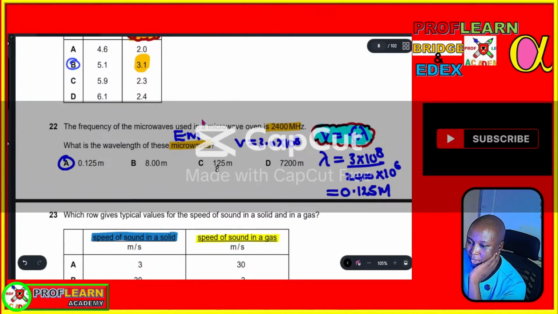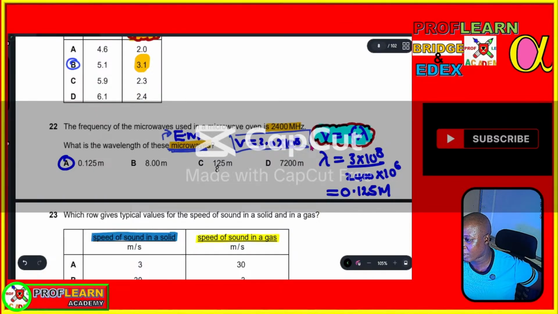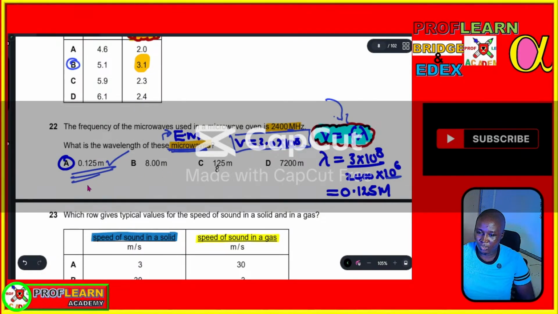The frequency of a microwave used is 2,400 megahertz. What is the wavelength? The only thing that you were supposed to remember here is that a microwave is an electromagnetic wave, and it travels at the speed of light, which is 3.0 times 10 raised to power 8. Then you shall use the wave equation. So our wavelength will be speed over the frequency, but this frequency is in megahertz, so we shall multiply that by 10 power 6, and if you work it out, you are going to get our answer 0.125 meters, and the answer is A.